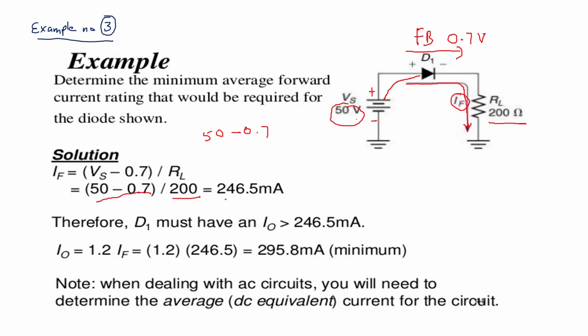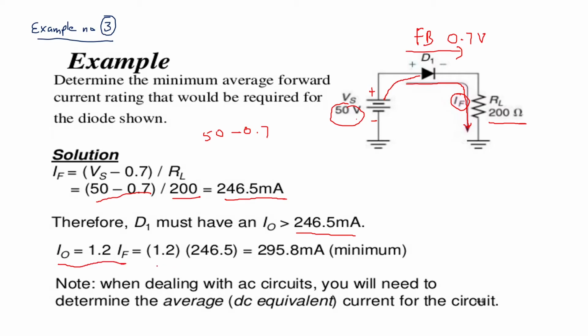which will give you 246.5 milliampere. So IF will be 246.5 milliampere. Therefore, the diode D1 must have an IO more than this. Now, this is the basic thing, when the current will start flowing. But if you want the diode to be conducting, then it should be more than 246.5 milliampere. Therefore, the formula says that IO should be at least equal to 1.2 IF.